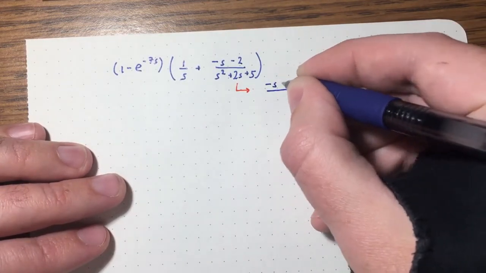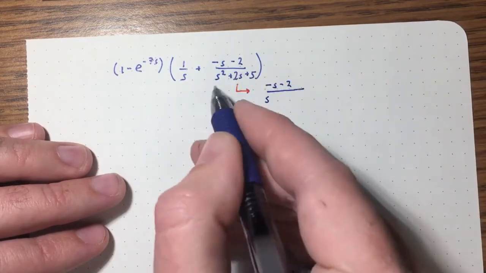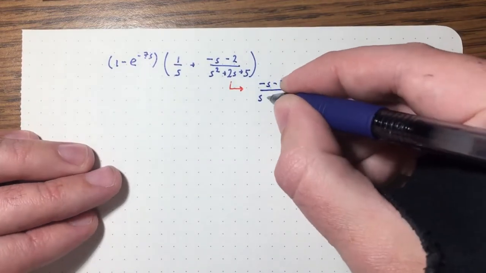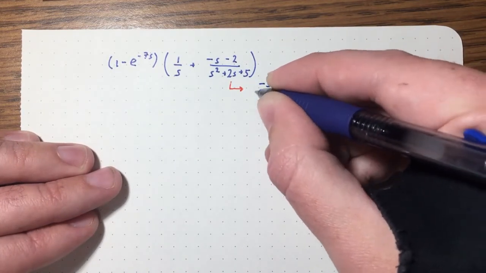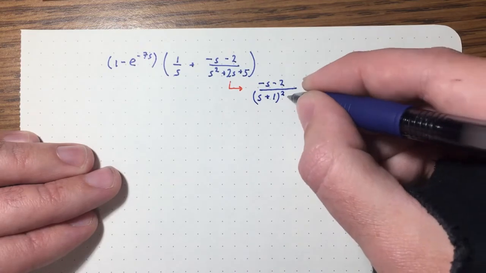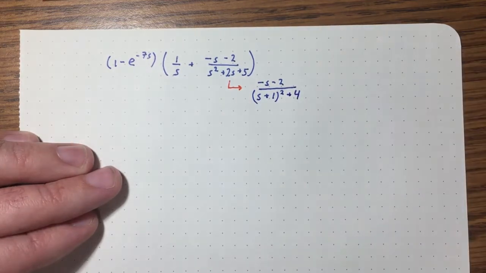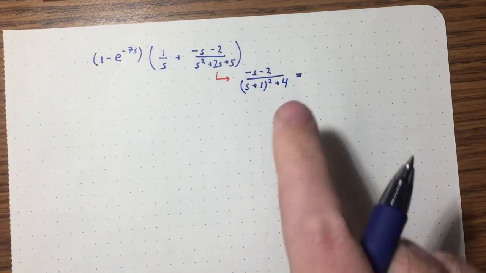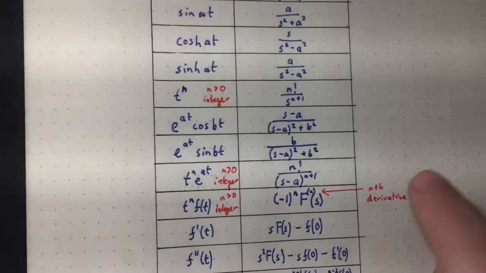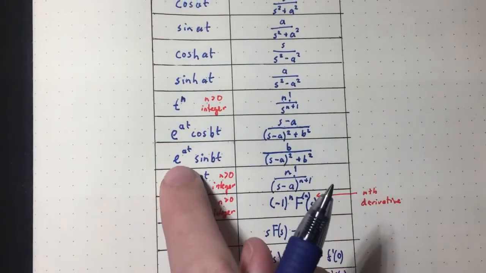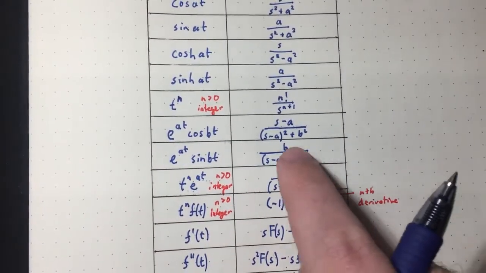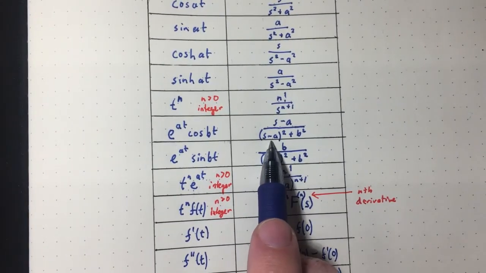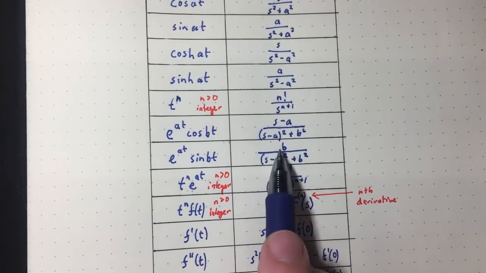So I have minus s minus 2. I will complete the square in the denominator, because this cannot be factored over the real numbers at least. What is it? It's s plus 1 squared plus 4. And now remember, this is looking a lot like these two, right? The exponential times the cosine and the sine. But for the cosine, I need s minus a, exactly that right there. And for the other one I need the constant b.